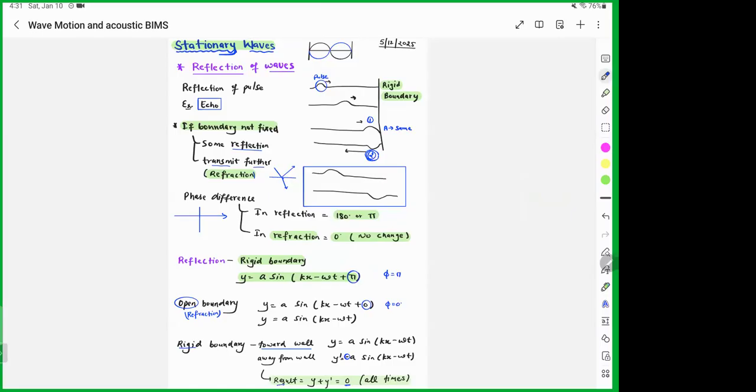What is the summary of this? Key: in case of reflection, the phase difference is 180. In refraction, the phase difference is 0. That's all. That is the overall summary.